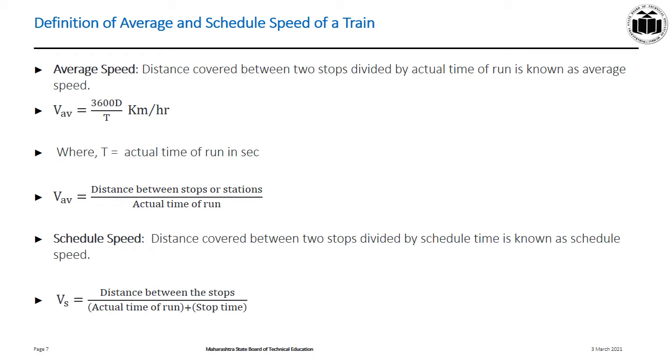The schedule speed of the train is defined as the distance covered between the two stops divided by the schedule time. The schedule time means the summation of both actual time of run and stop time. So we can write schedule speed is equal to distance between the two stops divided by actual time of run plus stop time.